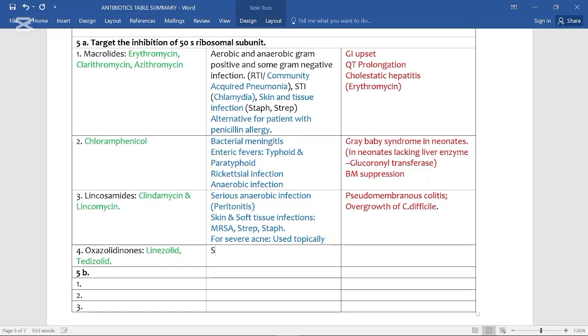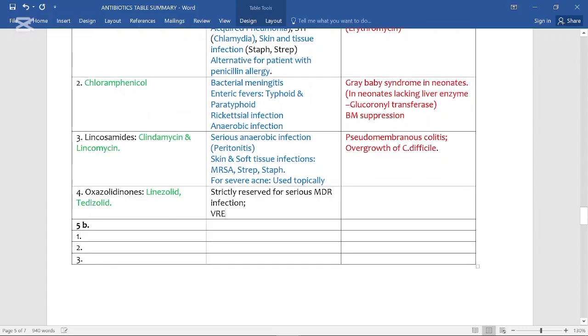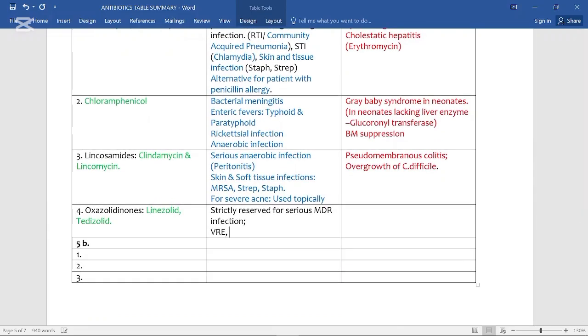So these drugs were strictly reserved for serious MDR infections, serious multi-drug resistant infections. Just to mention a few, you've got the VRE, the vancomycin resistant enterococcus. We also have MRSA, obviously very common, the methicillin resistant Staph aureus, and also MDR TB, the multi-drug resistant TB, which is very common for those clients on anti-TBs.